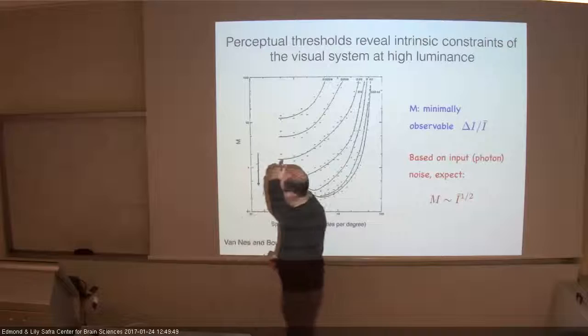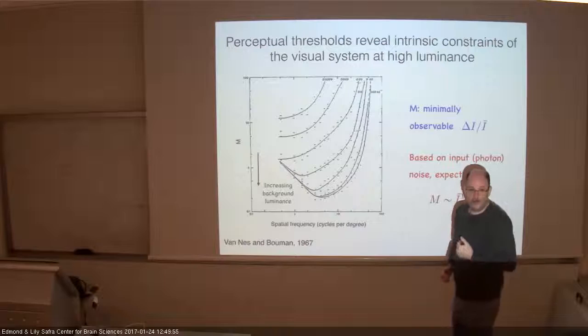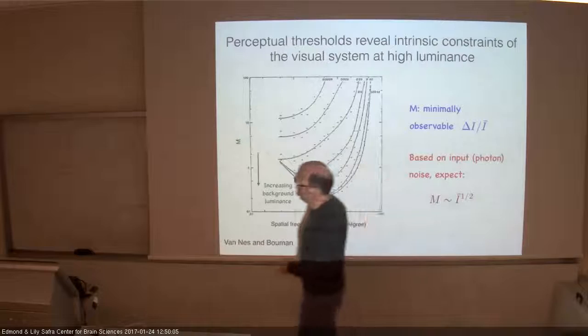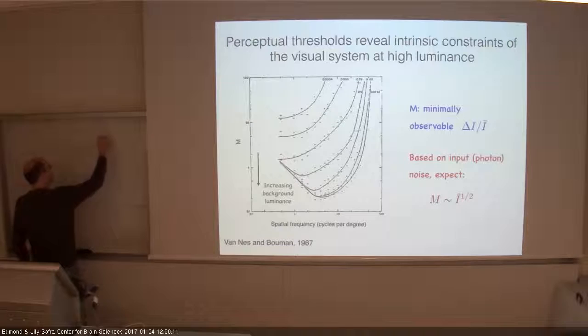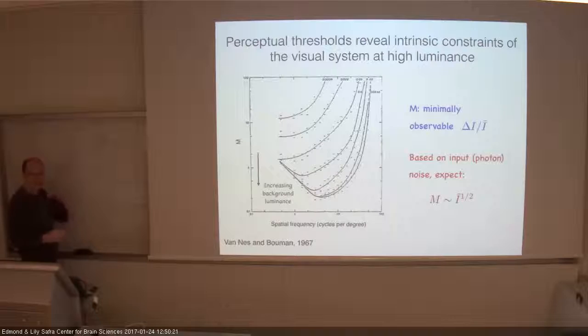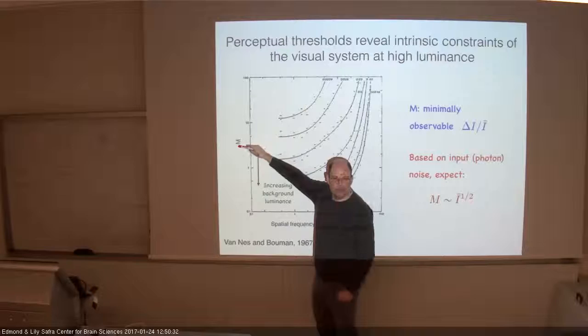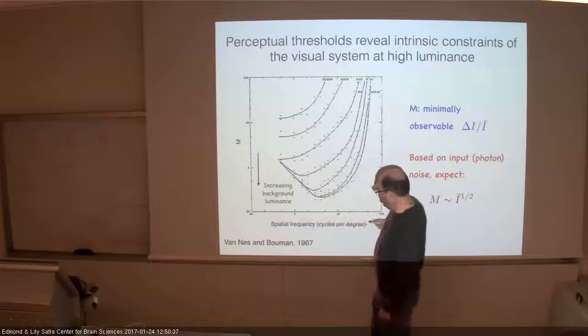Now, as I mentioned to you, we know already that the first stage of processing in the visual system is to normalize the input by the ambient light intensity. So it makes sense to imagine that there will be some threshold in terms of delta I over I, which I will call M, for observing the grating. So what is plotted here, first of all, is the M, the ratio at which the subject will be able to identify the stimulus, and it's shown as a function of the spatial frequency of the stimulus, and it's shown for different light intensities. We'll go into the details of this plot in a moment.